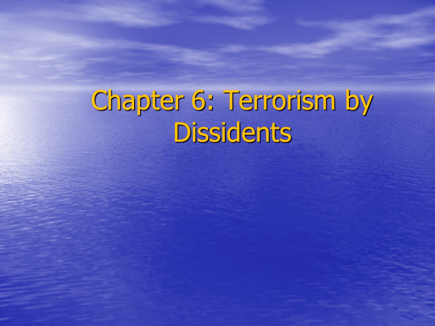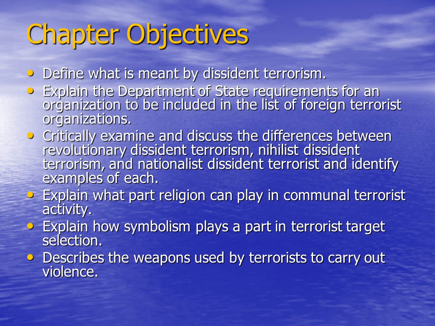Again, Chapter 6, Terrorism by Dissidents. Chapter objectives. What is dissident terrorism? We'll take a look at the Department of State and their requirements for listing organizations on the Foreign Terrorist Organization list. That responsibility, again, lies with the Department of State and the Secretary of State.